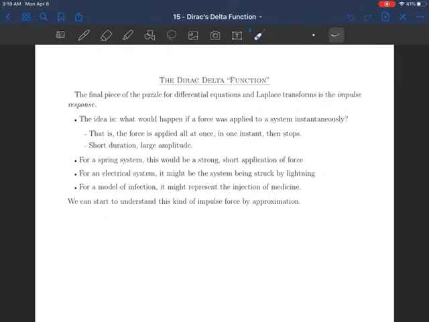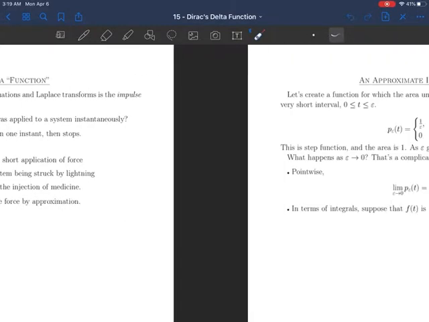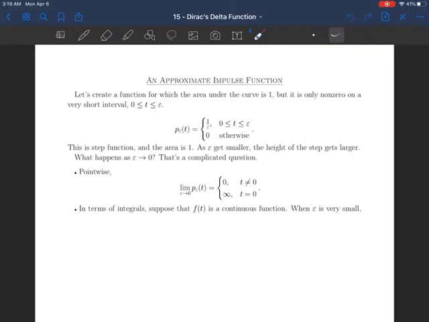And for a model of infection, like in my work, this could represent the injection of medicine. Suddenly, in no time at all, you have medicine in the system that wasn't there before. And how will that affect the culture of the virus and other cells that are involved? So we'd like to understand this kind of system if we can. And we're going to start to understand it by doing an approximation.